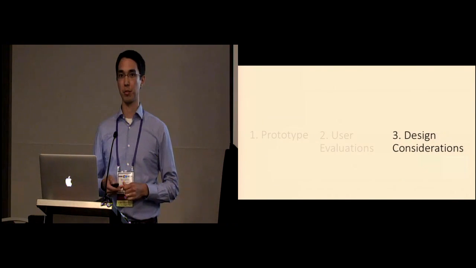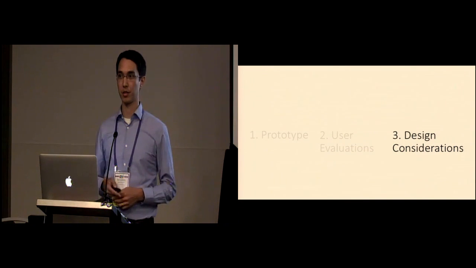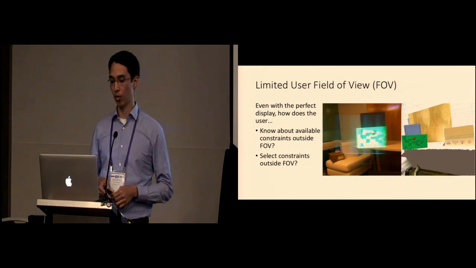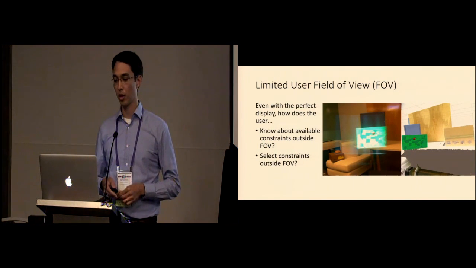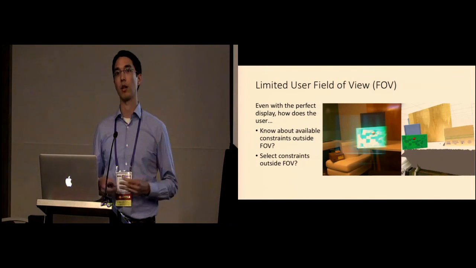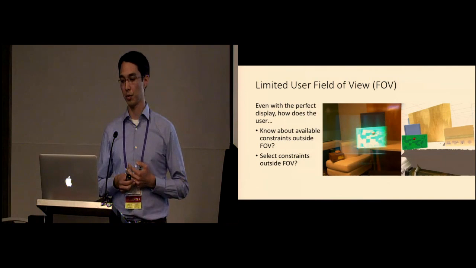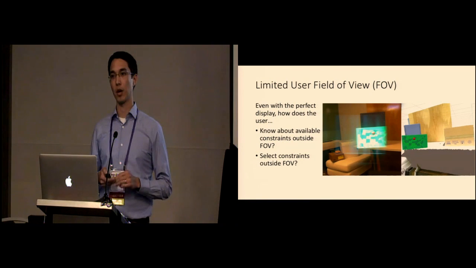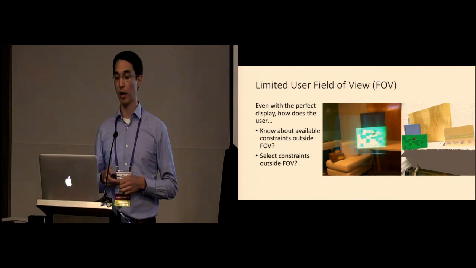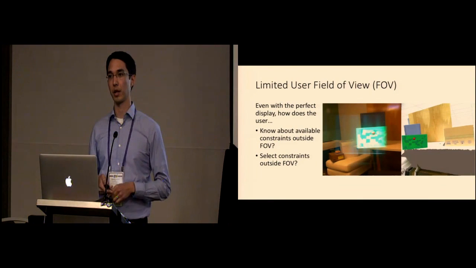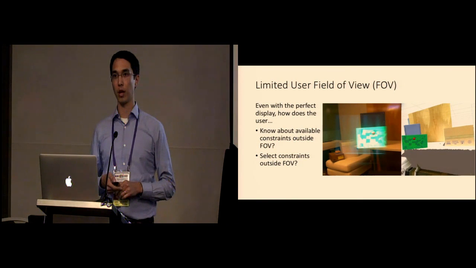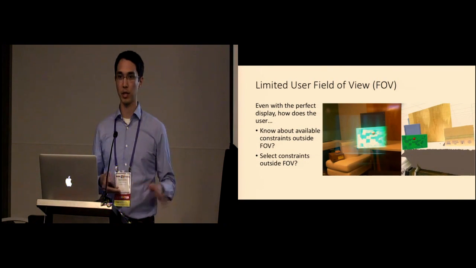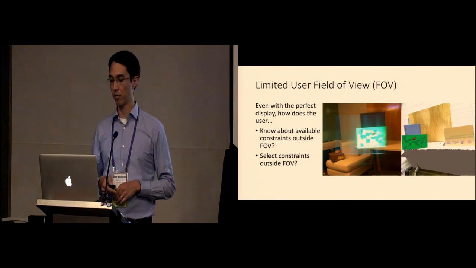Finally, I'd like to share with you some design considerations for SnapToReality systems and future developers. So first is the limited user field of view. We don't necessarily mean the limited display field of view, as we saw in the previous talk, but even with a perfect display, how would the user know about the constraints behind them outside the field of view? And how do they select the constraints that are outside the field of view? One way here we offer to suggest is perhaps the user can actively select the constraints rather than passively just moving the object around close enough to that constraint.